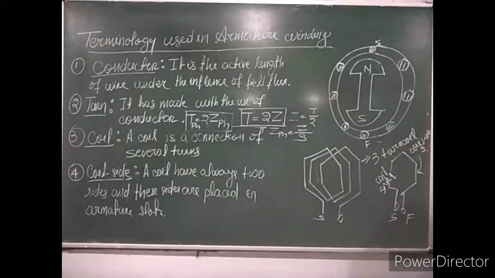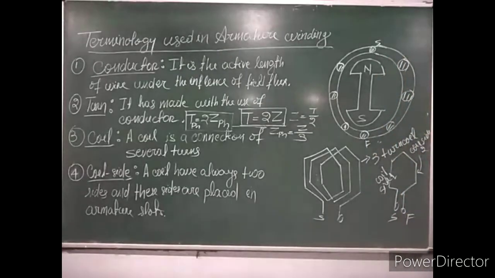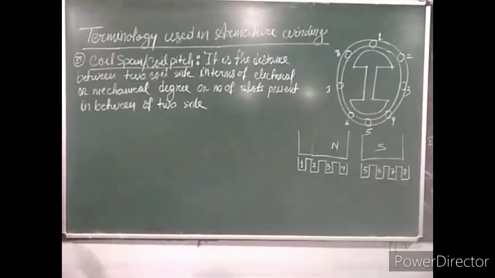So what is coil side? A coil always has two sides, and these sides are placed in the armature slot. The next point we have discussed is coil span or coil pitch. What is coil span or coil pitch? It is the distance between two coil sides in terms of electrical or mechanical degree, or the number of slots present in between two sides.